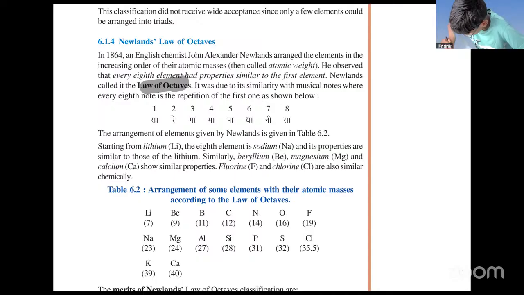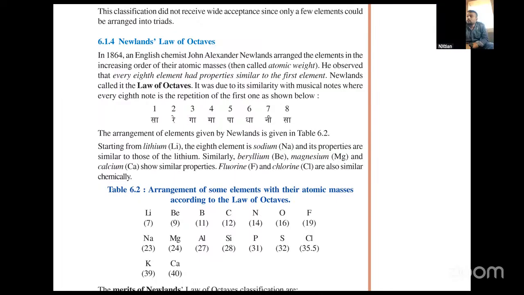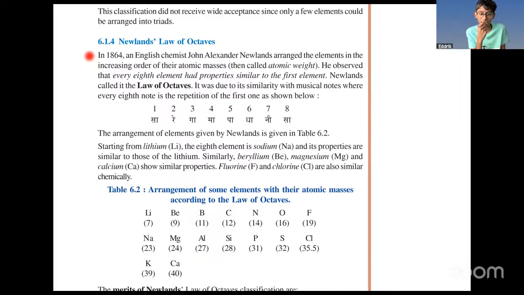One minute, sir. Okay. The merits of Newland's law of octaves classification are: atomic mass was made the basis of classification. Periodicity of properties. No, no, Edric, read this first. Okay.